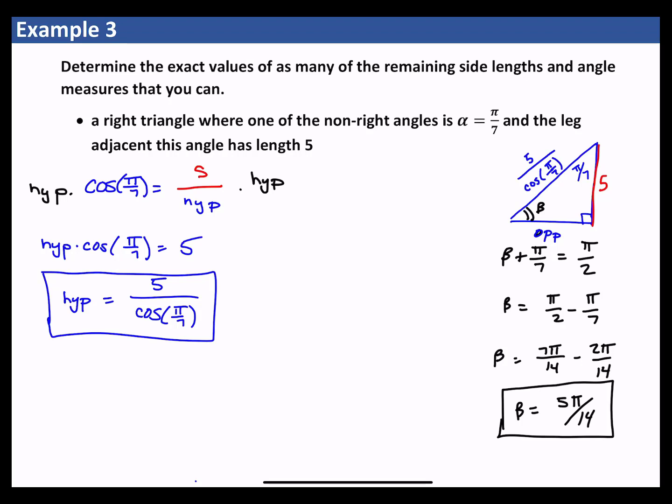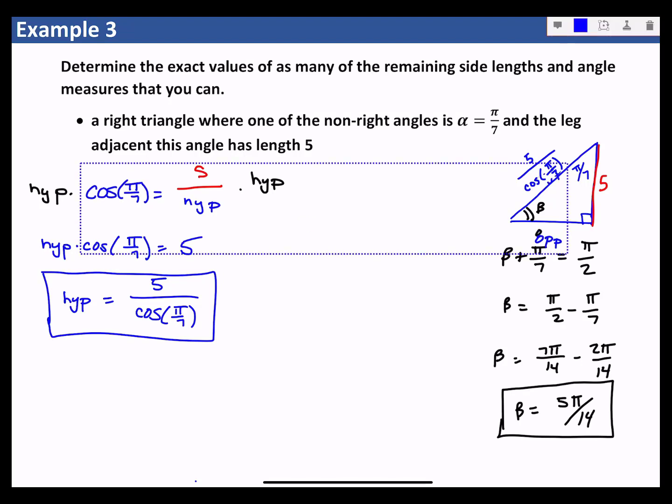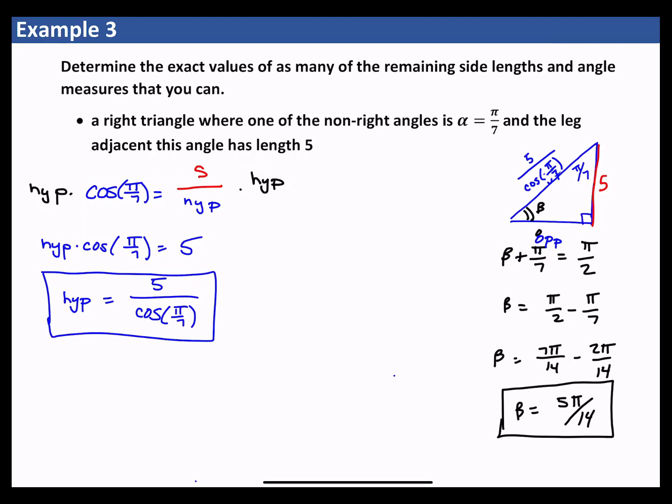And so the last thing we need to do is identify the length of the opposite side. Well, we know that the sine function, we'll pick a different color here. We know that the sine of pi over 7 equals the opposite side divided by the hypotenuse. And we know the hypotenuse is 5 over the cosine of pi over 7.